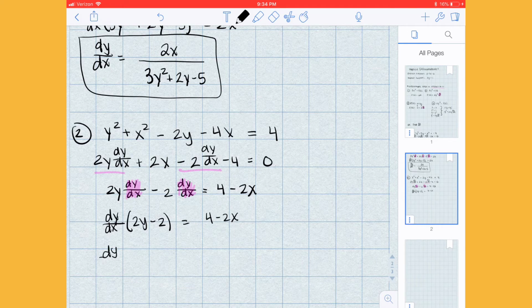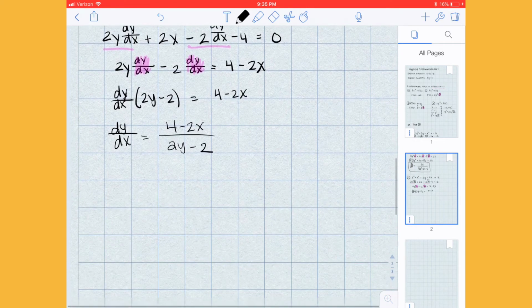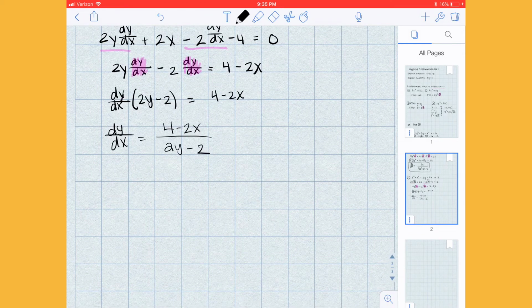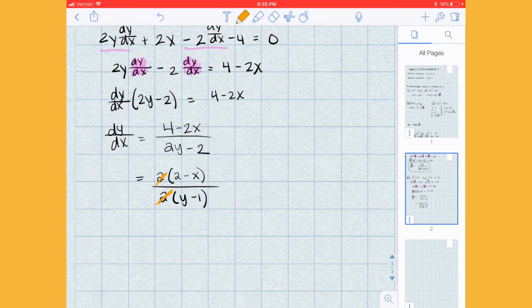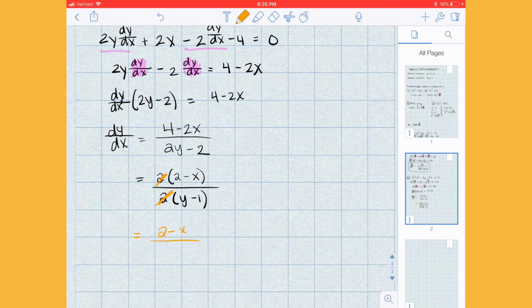And then to isolate dy over dx by itself, I'm going to have 4 minus 2x all divided by 2y minus 2. Now you should be able to see that you can actually simplify this further because there is a GCF of 2 in the numerator and there's a GCF of 2 in the denominator as well. And when I have the same number on top and bottom, these can cancel each other out and I can be left with a final answer of 2 minus x all over y minus 1. And this is equal to dy over dx. And I do encourage you to always simplify.